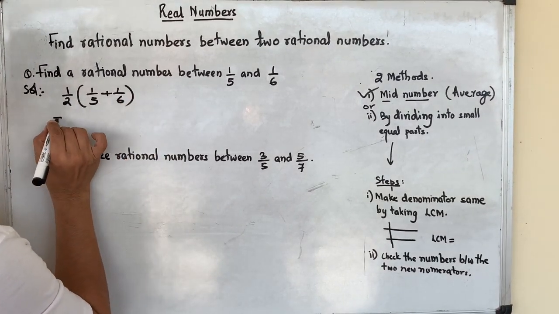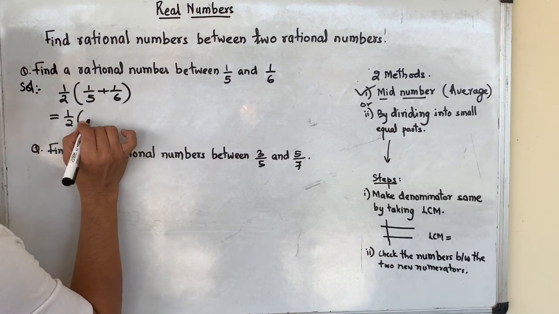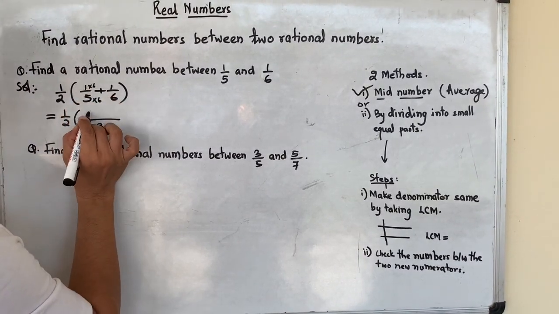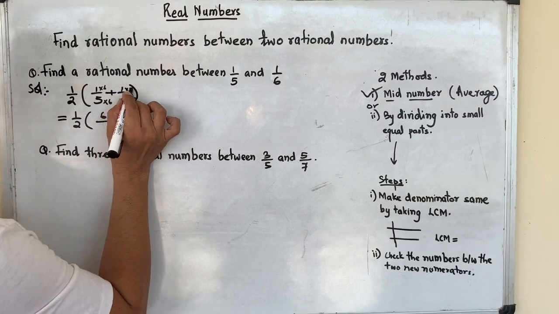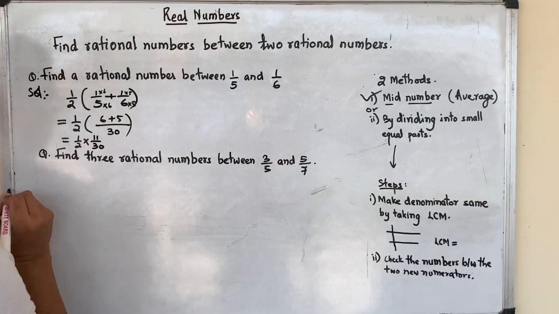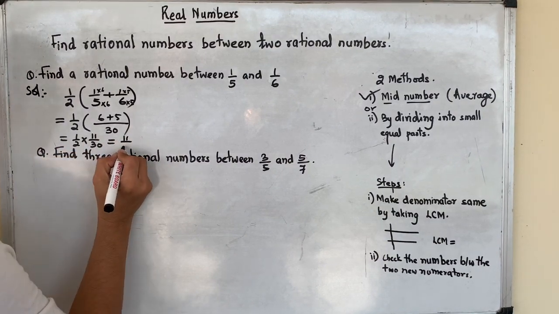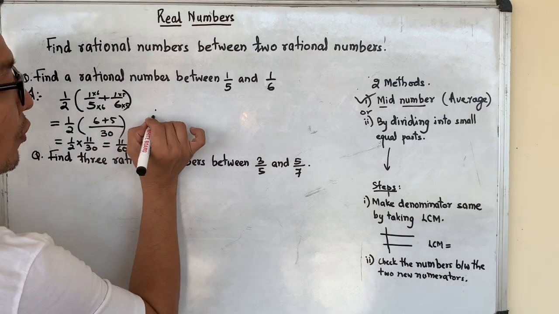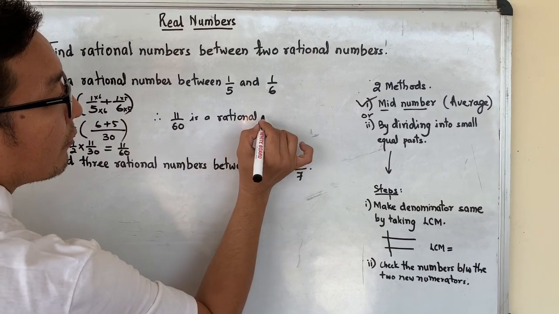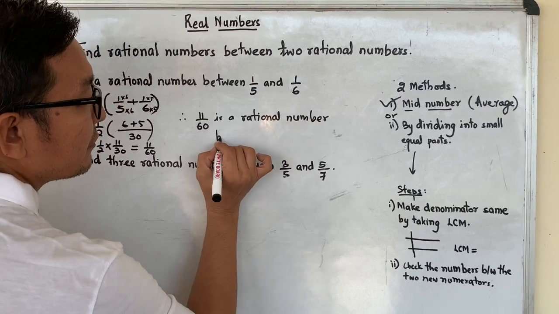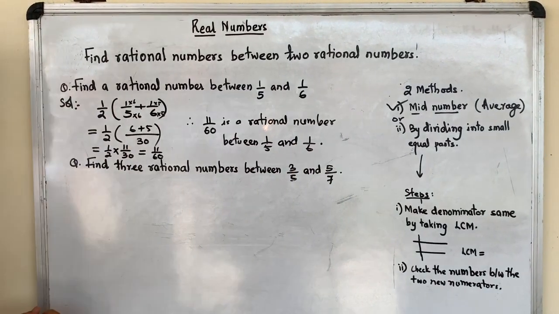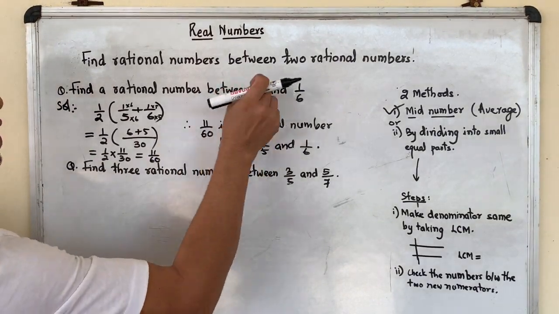So half times, LCM of 5 and 6 is 30, so 6 plus 5 is 11 by 30, which times 1 half is 11 by 60. Therefore, 11 by 60 is a rational number between 1 upon 5 and 1 upon 6.